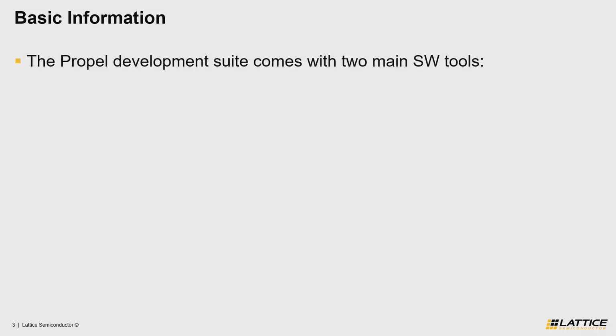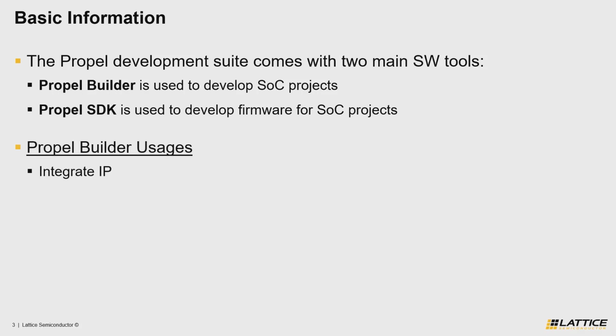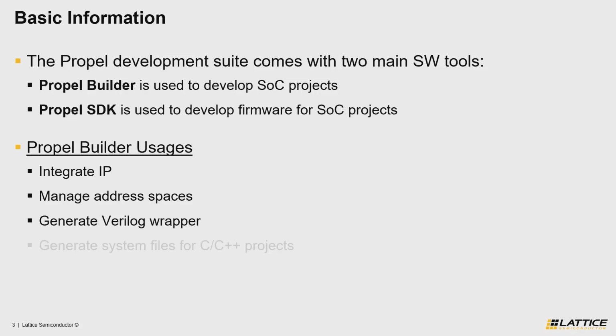As previously discussed, the Propel software development suite includes two main software tools. The first of these tools, Propel Builder, is used to develop SoC projects, while the second tool, Propel SDK, is used to develop firmware and debug these SoC projects. On a more detailed level, some of Propel Builder's other main usages and capabilities include IP integration, the ability to manage address spaces for projects, Verilog and VHDL wrapper generation, system file generation for C projects, as well as verification projects.